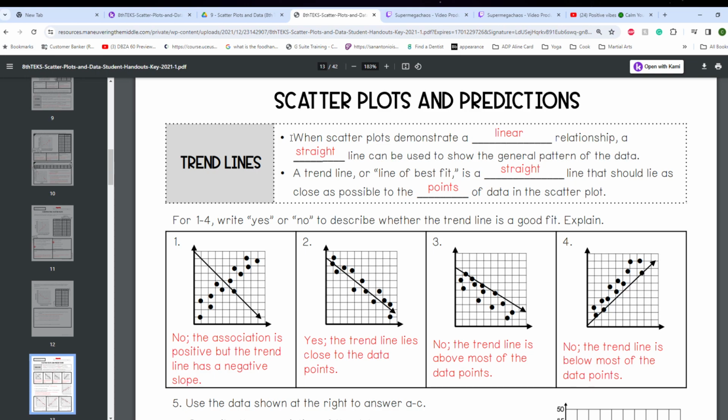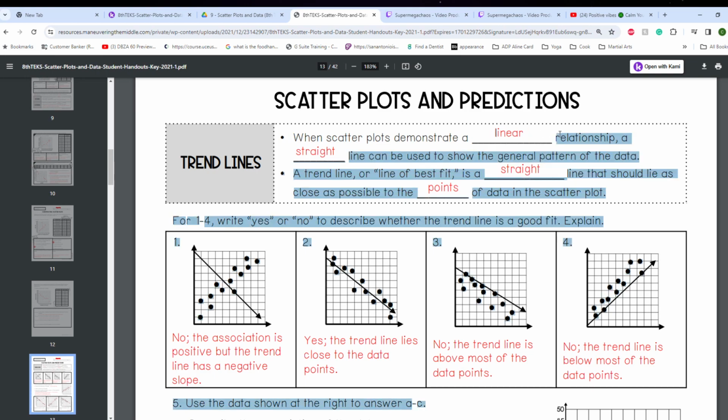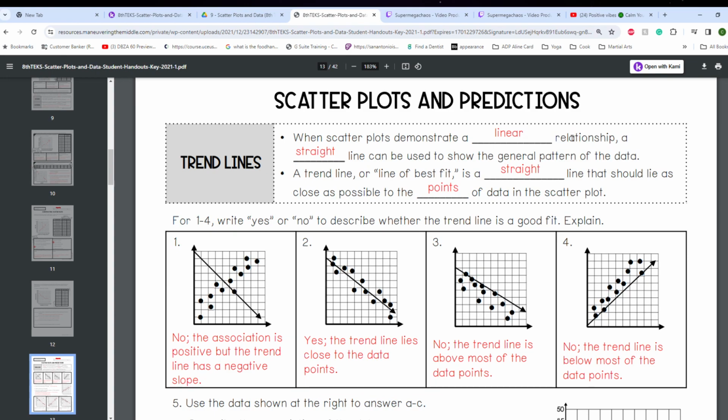So, when scatter plots demonstrate a linear relationship, remember, linear means a straight line, it can be used to show the general pattern of the data. A trend line, or line of best fit, is a straight line that should lie as close as possible to the points of the data in the scatter plot.